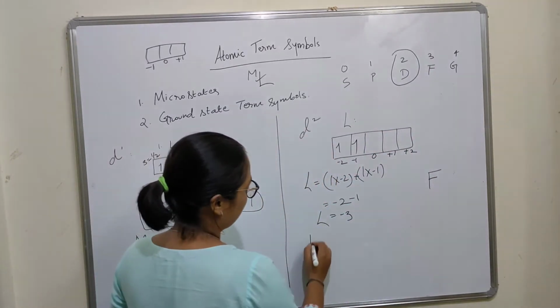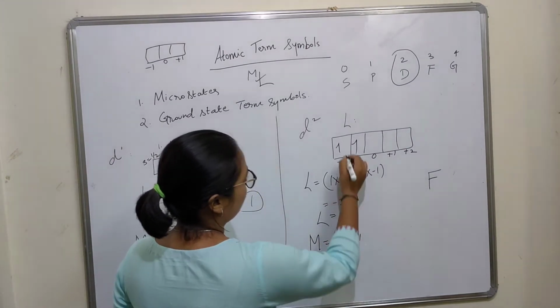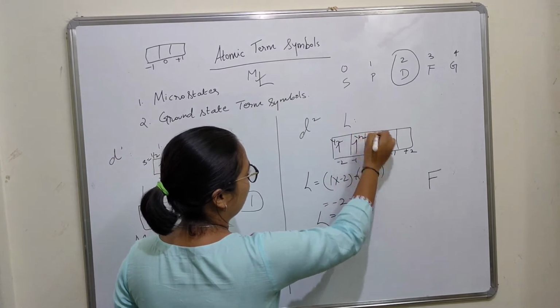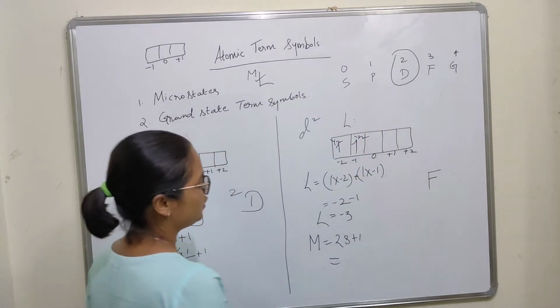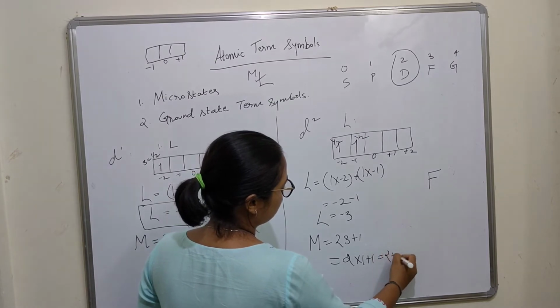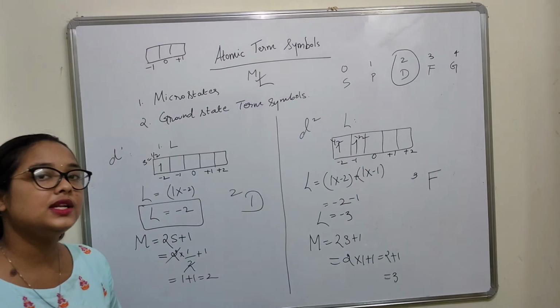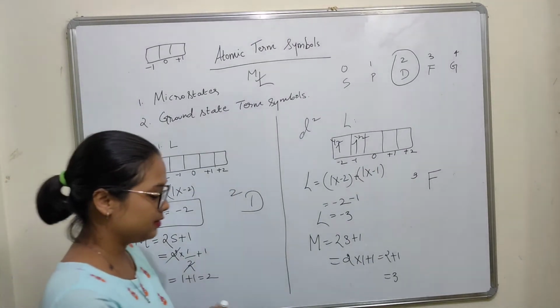Let's find out M. 2S plus 1. Now over here we have half and half, so half plus half will give us 1. So 2 into 1 plus 1, so 2 plus 1, that is going to give us 3. So the atomic term symbol is going to be 3F. It is as simple as that.